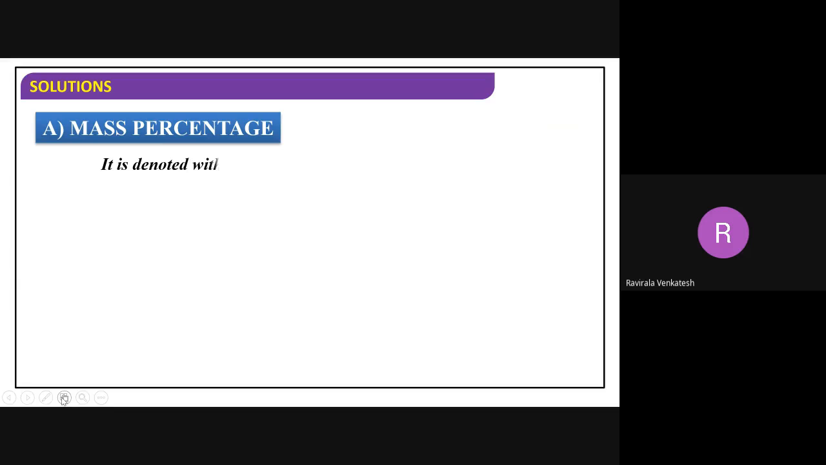Mass percentage. Now, W by W means what? If I write W by W, it means solute in solid state, and solvent also in solid state. Both are in solid state only. In that case, W by W method. The resulting solution also will be in solid state, because you are making the solution. So solute in solid state, solution also in solid state. In that case, we can take W by W percentage.